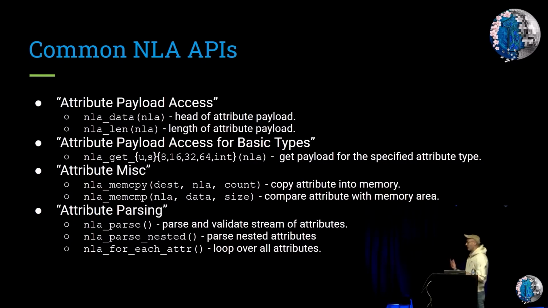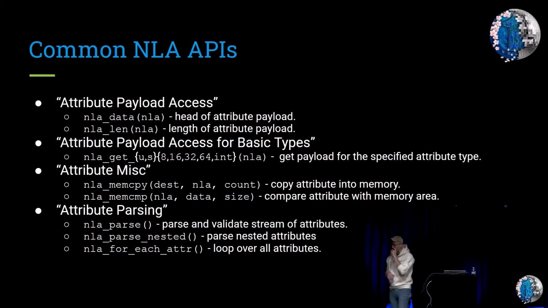There's a classic memcpy and memcmp as well. The memcpy is actually safe. So if you try to put a length that is maybe too large or too little, it is going to compare it to the actual length of the attribute. So there's some safety checks there. I believe that's also the case in memcmp.